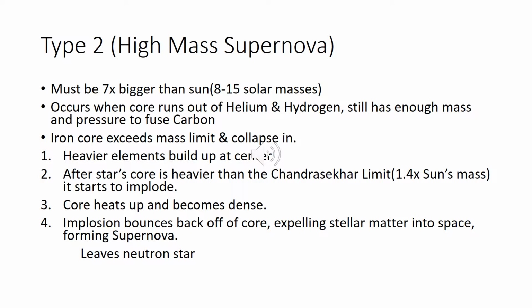Secondly, after the star's core is heavier than the Chandrasekhar limit, which is about 1.4 times the Sun's mass, it starts to implode. Third, the core heats up and becomes dense. Fourth, the implosion bounces back off of the core, expelling stellar matter into space, which then forms a supernova. It also leads to a neutron star.